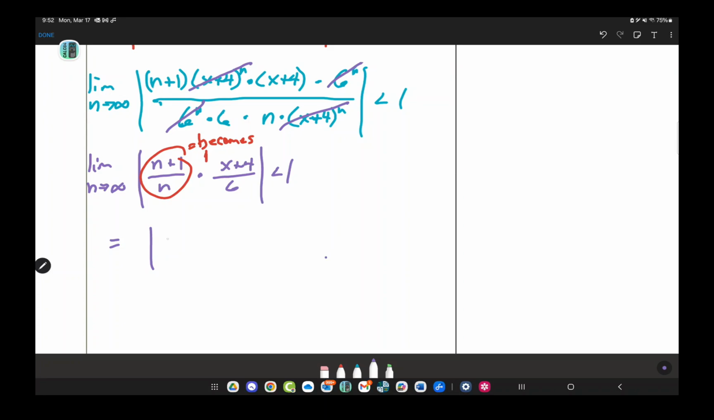So now your question is, number 2: when is the absolute value of (x plus 4) over 6 less than 1? When is x plus 4 over 6 less than 1, and x plus 4 over 6 greater than negative 1? We did absolute value inequalities years ago when you were probably freshmen or 8th graders.